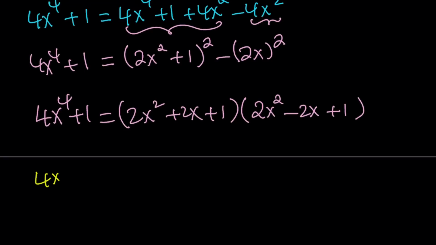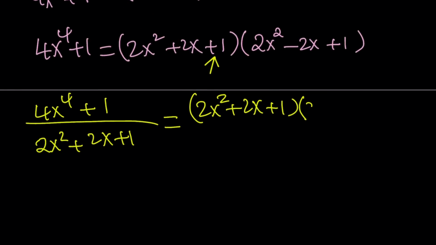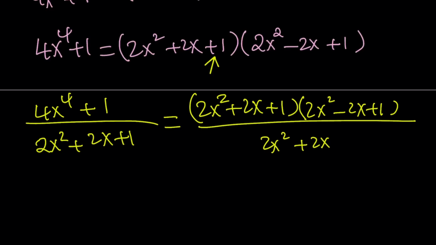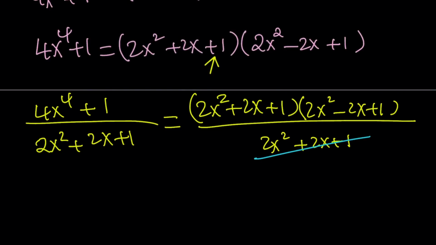So using the Sophie Germain identity, we can do the following. Our expression is 4x to the 4th plus 1 divided by 2x squared plus 2x plus 1. But the numerator can be factored, just like this, right? So this gives us (2x squared plus 2x plus 1) times (2x squared minus 2x plus 1), and all of that is divided by 2x squared plus 2x plus 1. This is awesome because one of the factors will cancel out.